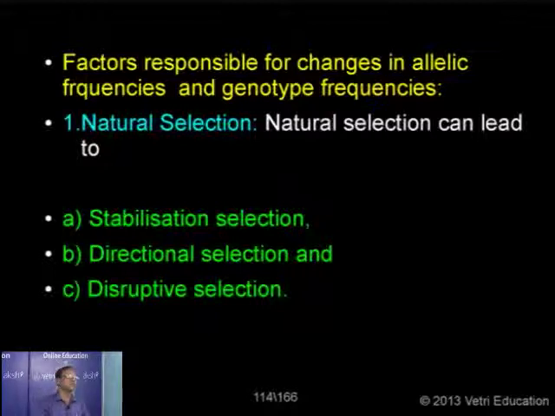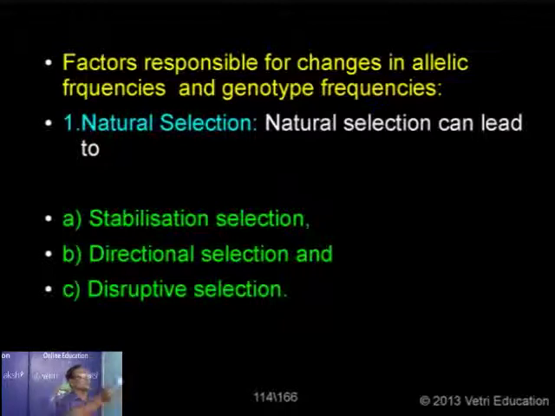There is one change in the allelic frequency by selecting the right type of individuals, those that have adaptive value, and eliminating those individuals which do not have the adaptive value. Now, natural selection can lead to 3 types of selection. Number 1, stabilizing selection. Number 2, directional selection. And number 3, disruptive selection. Or we can say there are 3 different types of selection responsible for changing the allelic frequency.